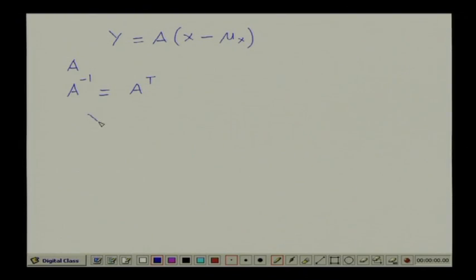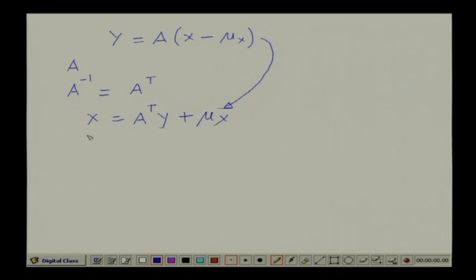So, from the forward KL transform, we can very easily find out the inverse KL transform to reconstruct x from the transformed data y, and in this case the reconstruction expression is very simple. It is given by x equal to A transpose y plus mu x. This is a direct formation from the expression of forward transformation.